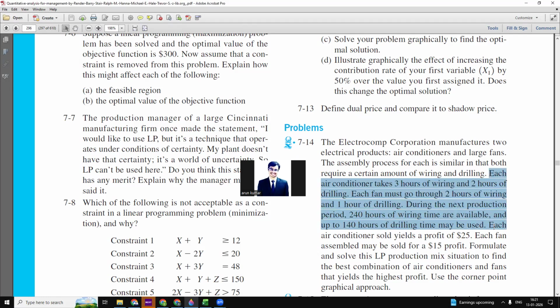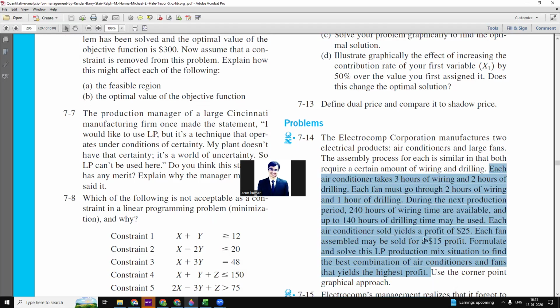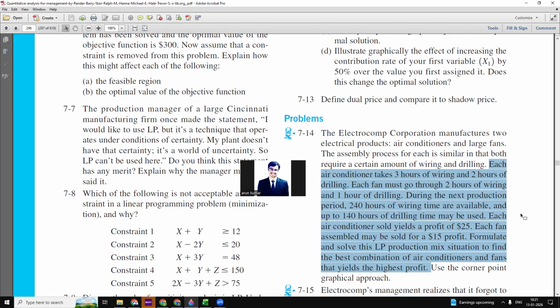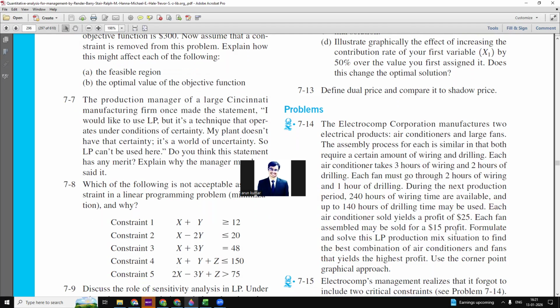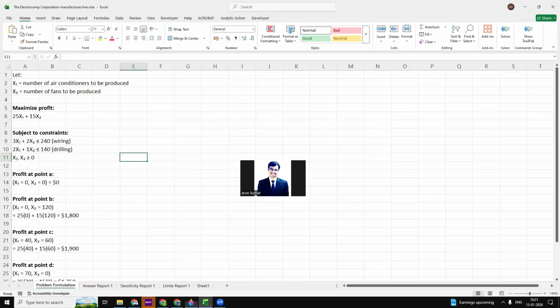from this line till the bottom of the sentence, they have mentioned the constraints, and in this question we need to provide the formulation and the chart to produce the outcome, with a graphical approach. I have already solved this question using Excel and the graphical method.